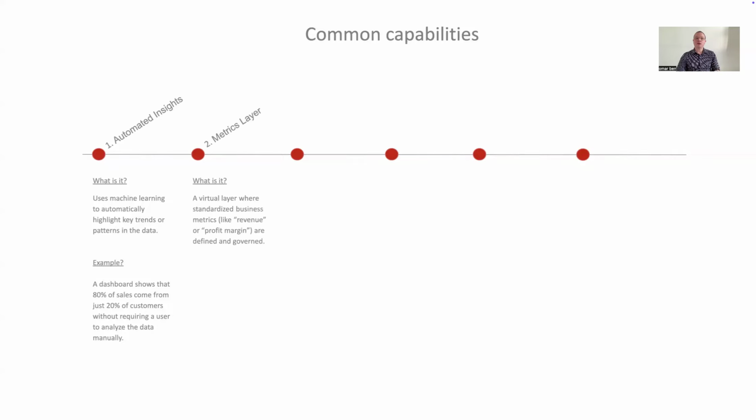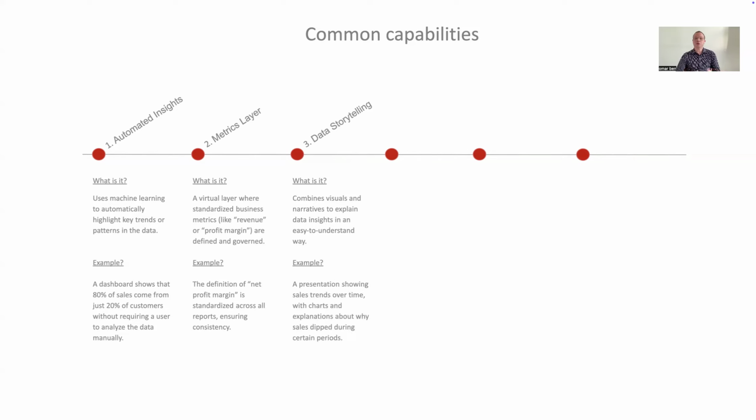Second, a metrics layer that helps you standardize metrics, where you define revenue or profit margin, for example, and then this becomes a wide scale language used within the organization, standardized across the entire organization. Third, data storytelling, where you combine visuals and narratives to explain data in an easy to understand way. An example would be a presentation showing you trends over time with explanations about why sales dipped.